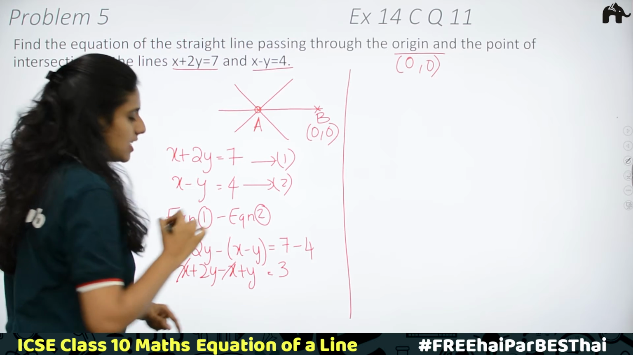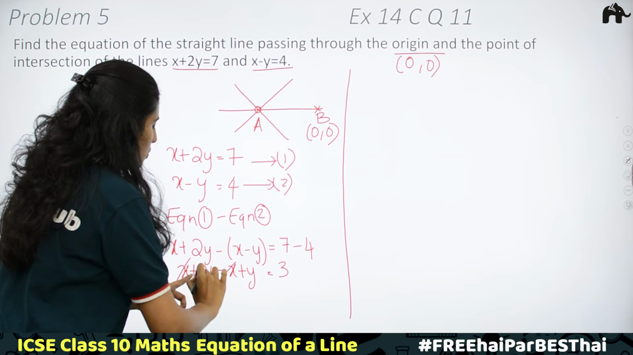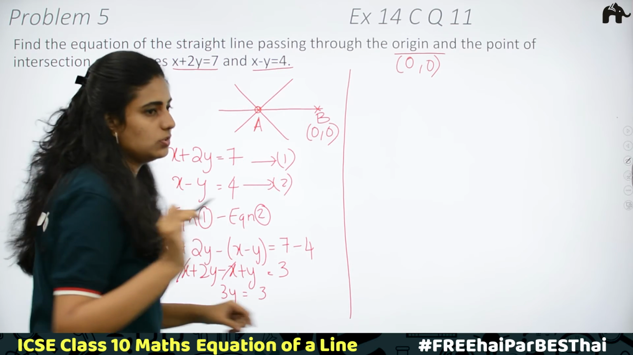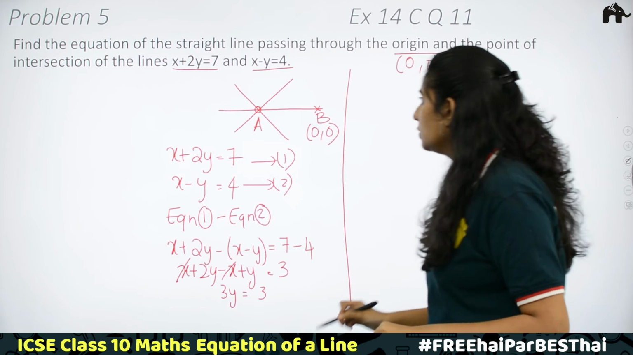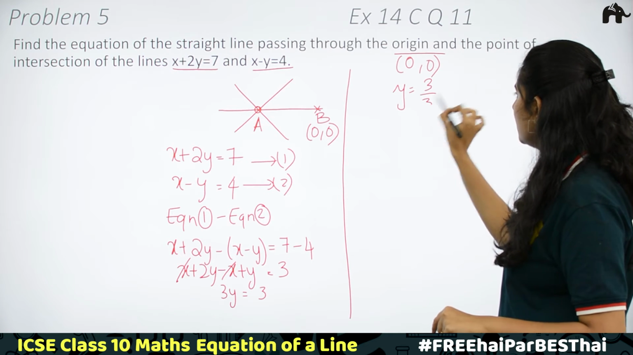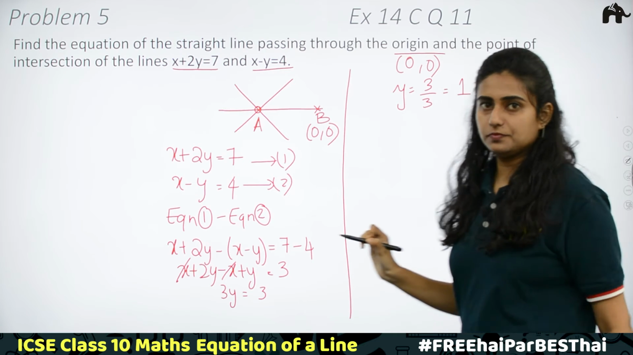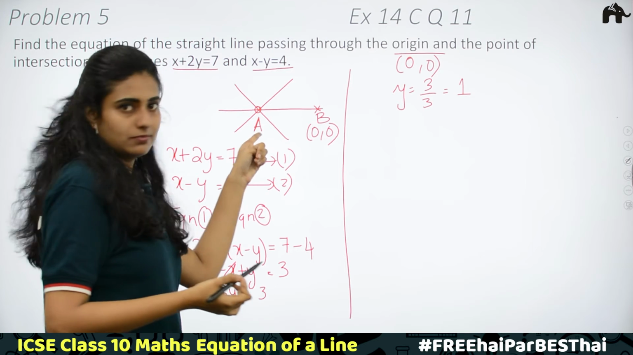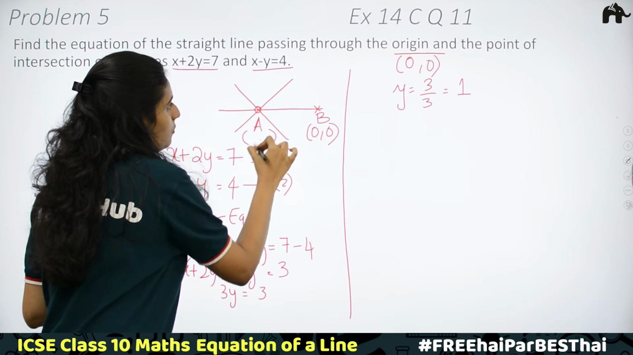x and minus x can be removed. Then we have 2y plus y, which is 3y. 3y is equal to 3. If 3y is equal to 3, then we get y is equal to 3 divided by 3, which is 1. We got the y coordinate of the point A. The y coordinate of point A is 1.